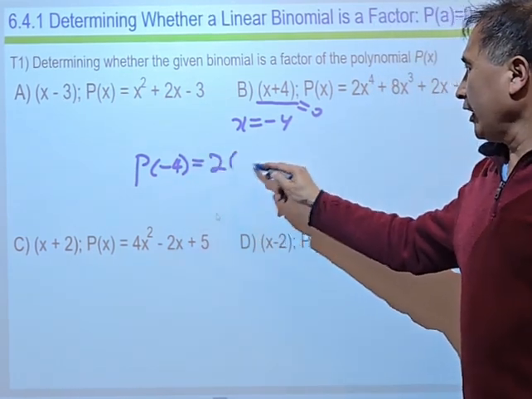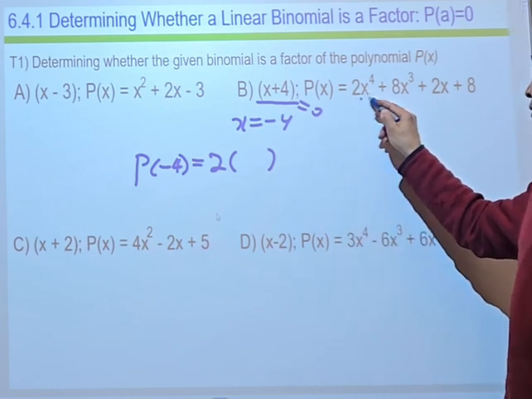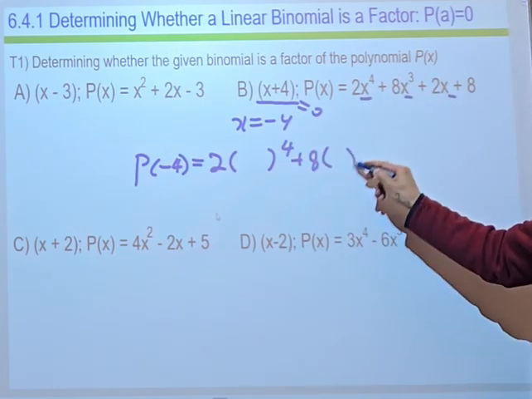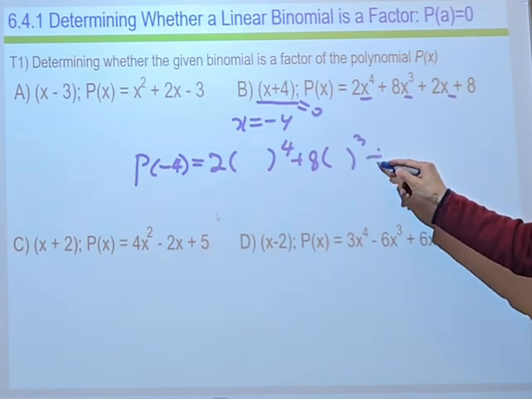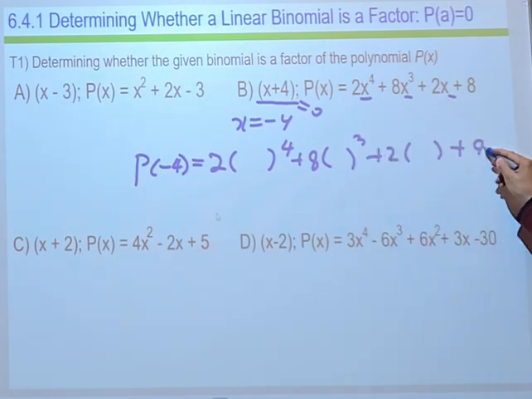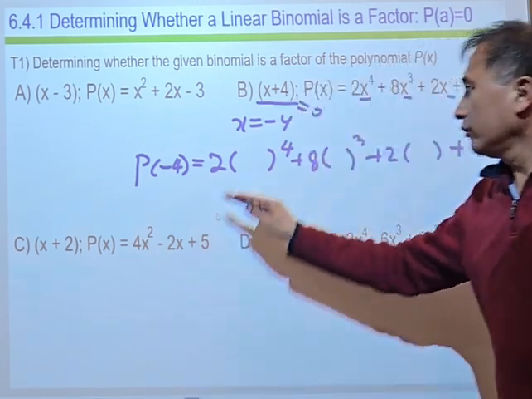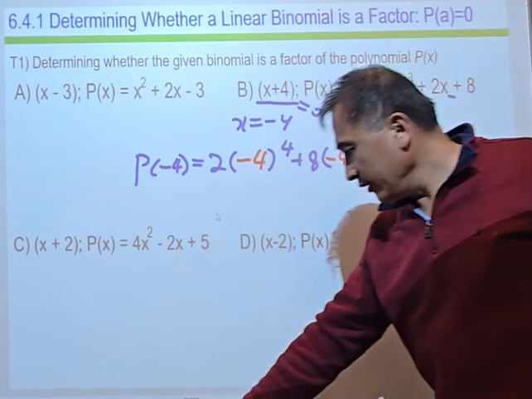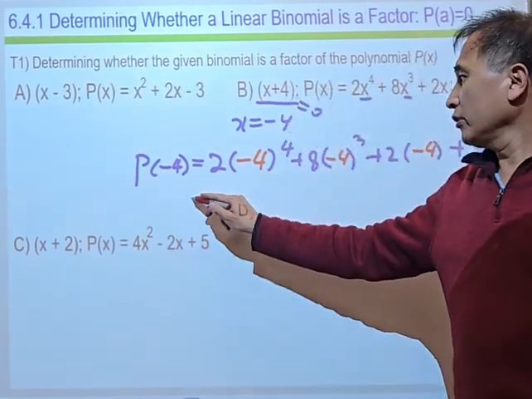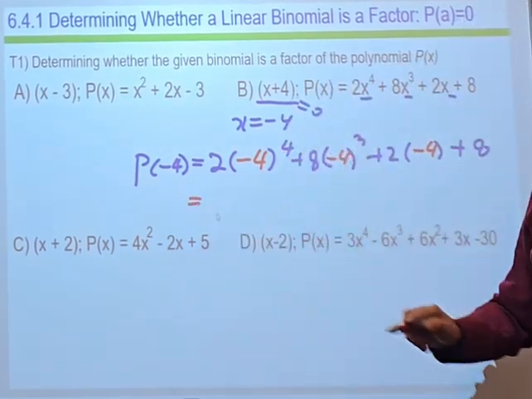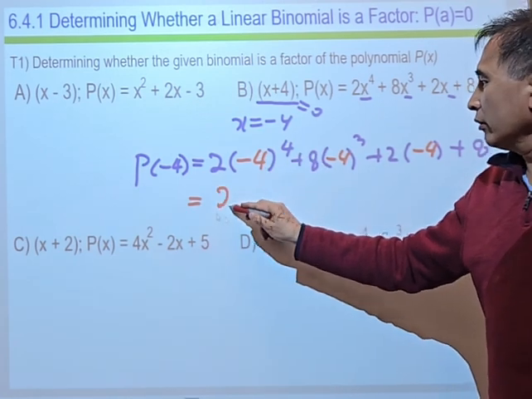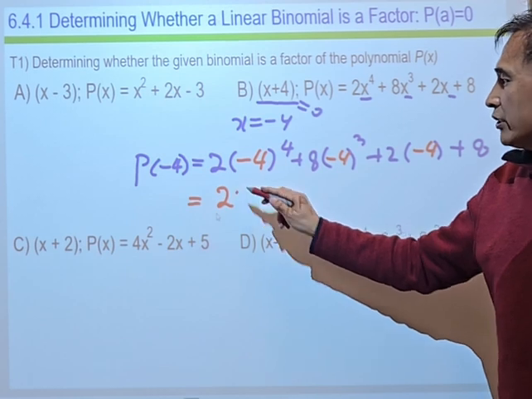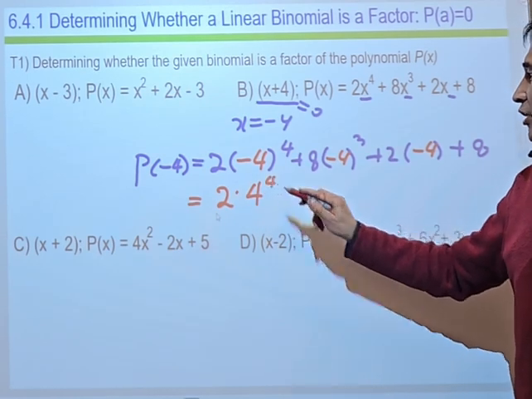So again, I want to change all the variables to parentheses to the fourth power, plus 8 parentheses to the third power, plus 2 parentheses plus 8. I want to put the negative 4 there, so negative 4, negative 4, negative 4 there. Now if you calculate, it's a really big number, so let's just write it for now, and the negative even power becomes positive. So this is 2 times 4 to the fourth power, you can change it that way.